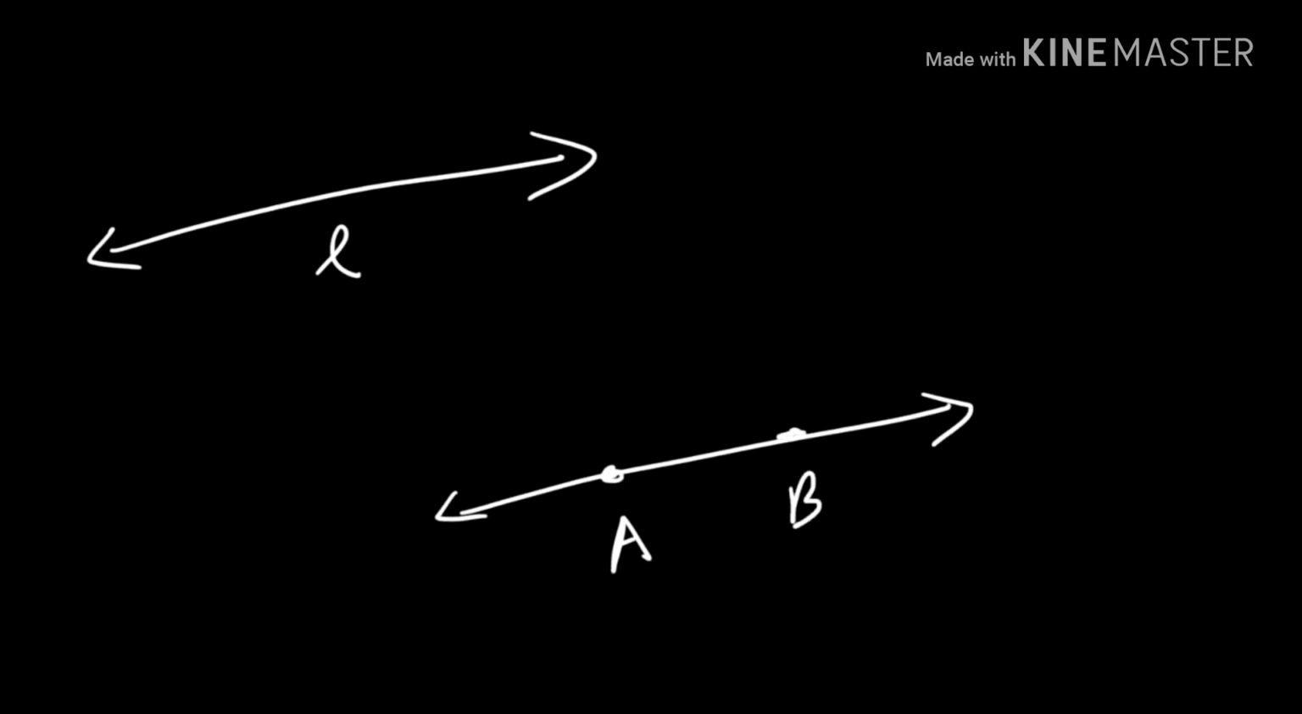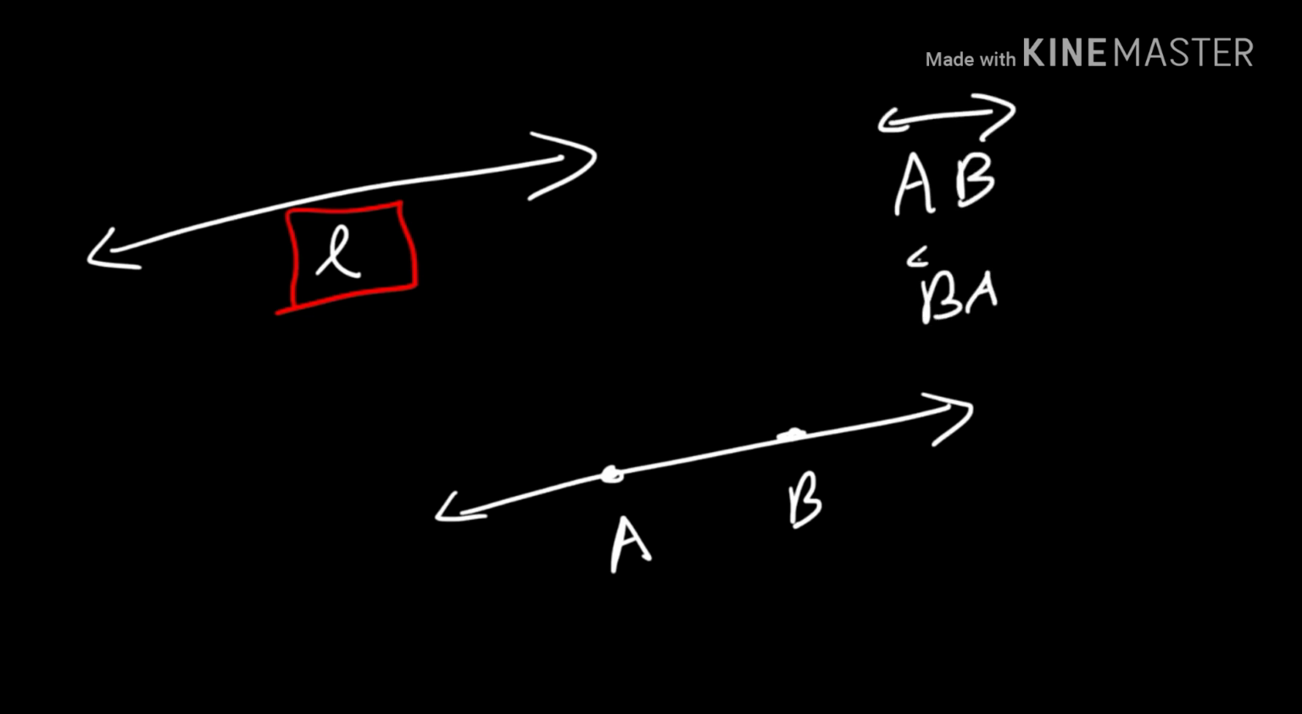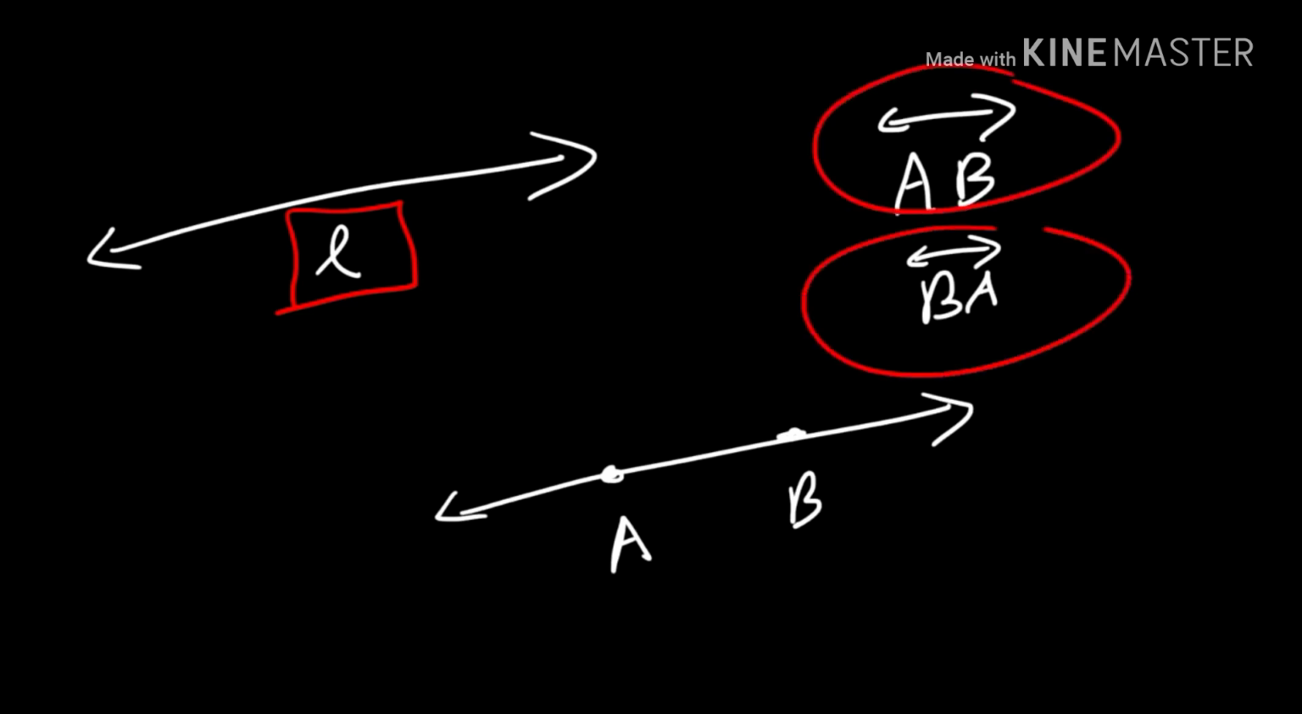So what about these 2 lines? How can we name it? The first line is simply called line L. That's it. Now the second line contains 2 points that are highlighted. So we could say it's line AB or line BA. So make sure you know how to name a line if you're taking a geometry course.